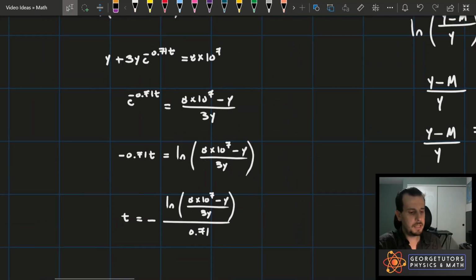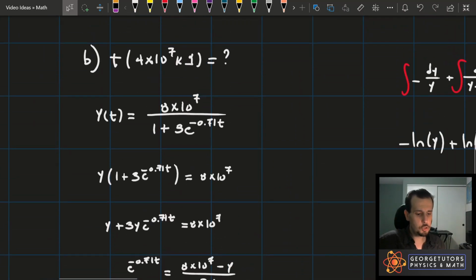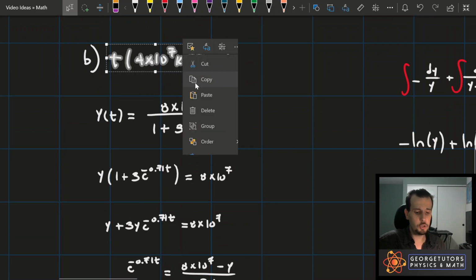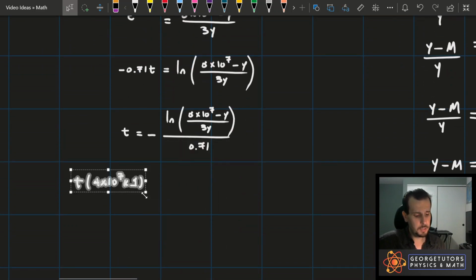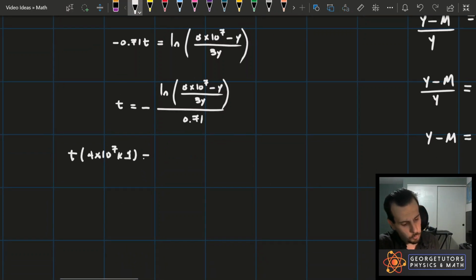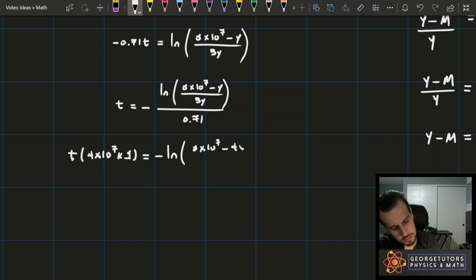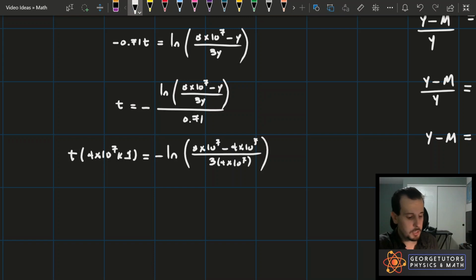And now if I want to find what the actual time taken to reach this amount of mass is going to be, this is again a glorified plug and chug problem. So wherever you see y, you plug in the amount that you're looking for. So I have 8 times 10 to the 7 minus 4 times 10 to the 7, divided by 3 times 4 times 10 to the 7. And then you take the logarithm of this quantity and divide by 0.71.